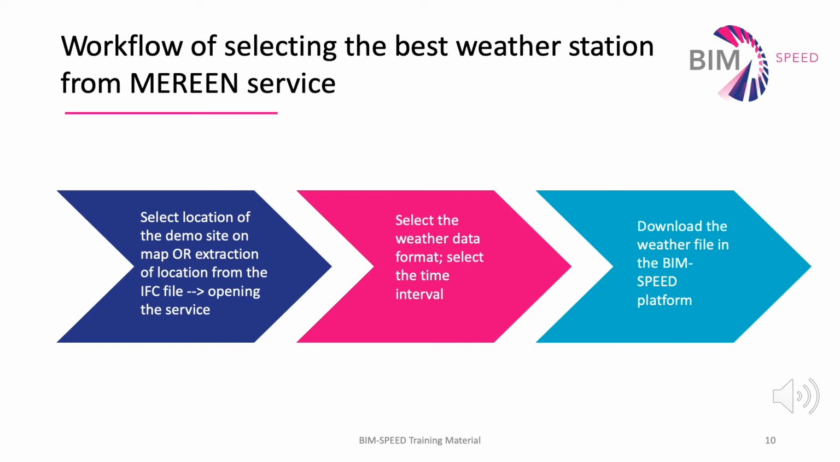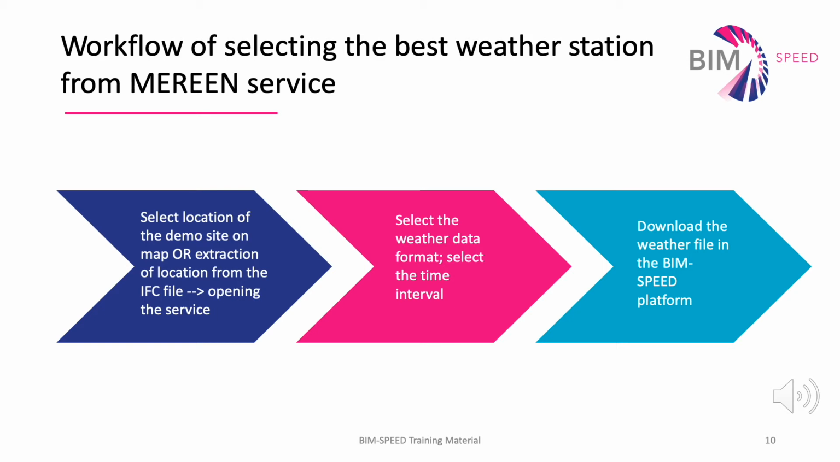If this is not the case, the service guides the user to the Mereen Map API to select the location on a map. Even if a station is introduced to the user, it is possible to open the map in this step to select other stations of interest.